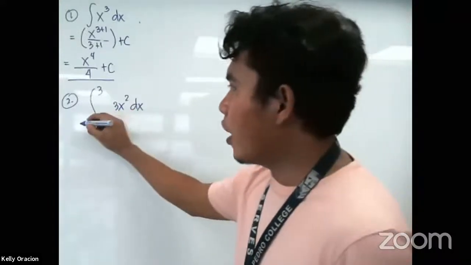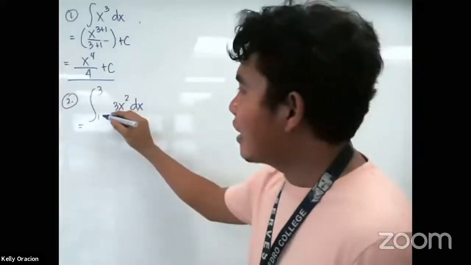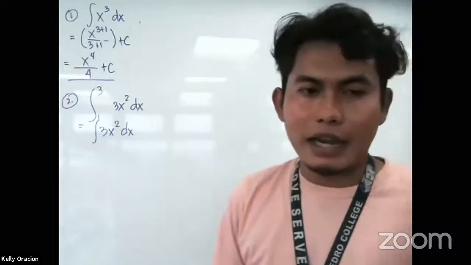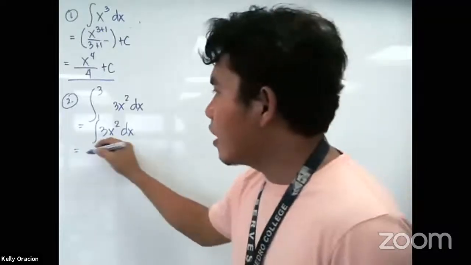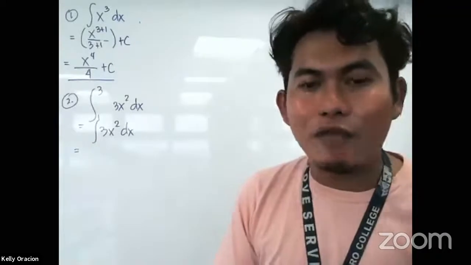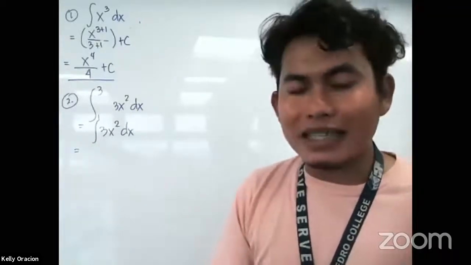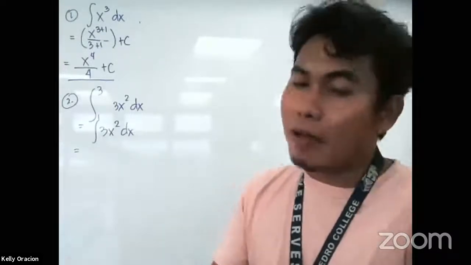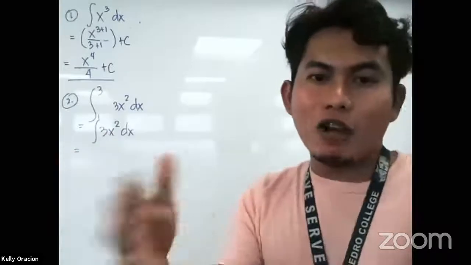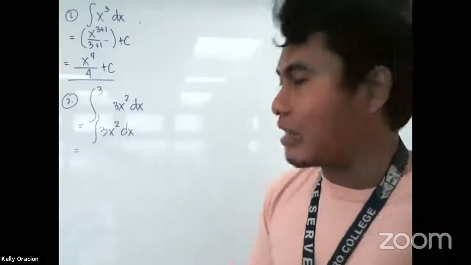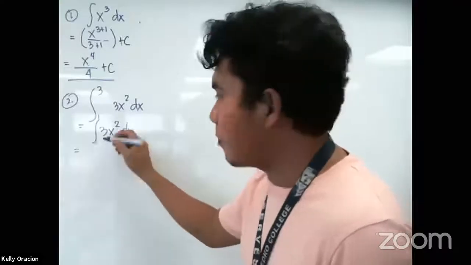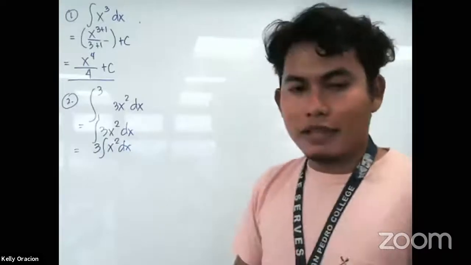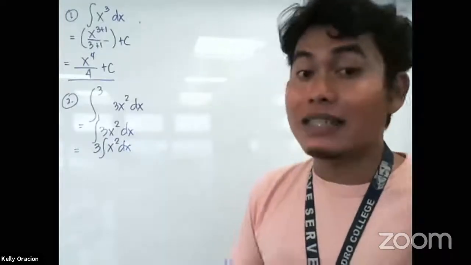Okay, let's start. First, let's find the antiderivative of 3x squared dx. Now, this is the process of integration. If there is a constant, it always goes outside, before the integral sign. So there is a constant 3. So, 3, integral sign, x squared dx. If there is a constant, always take it out.